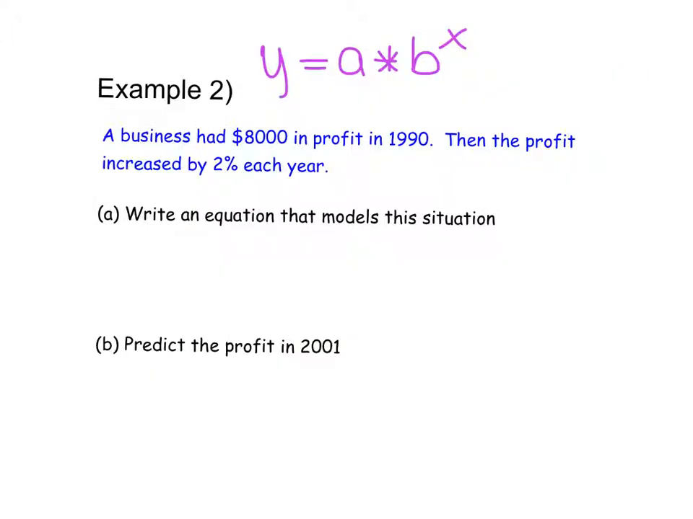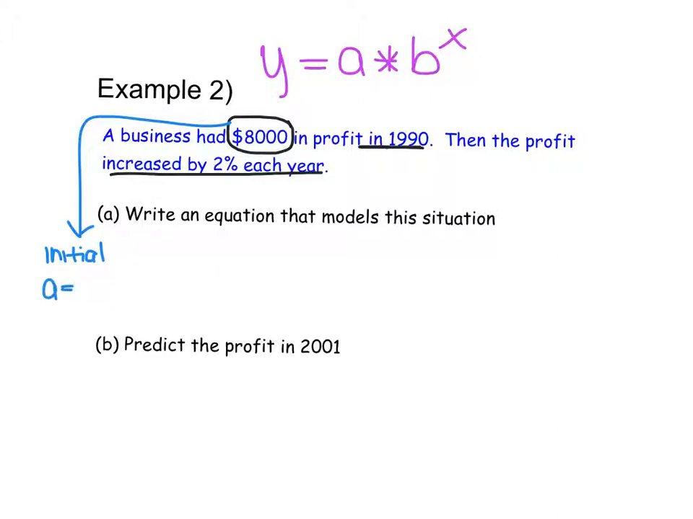So let's read through example 2. It says a business has $8,000 in profit in 1990. Then the profit increased by 2% each year. So if we take that information that they've provided us with, that $8,000 is again an initial amount. That's how much was initially the amount of profit that they had. So that is our a value, and it's equal to 8,000.